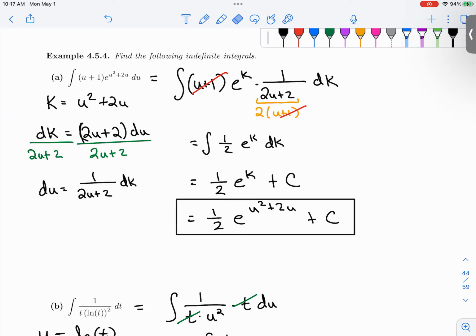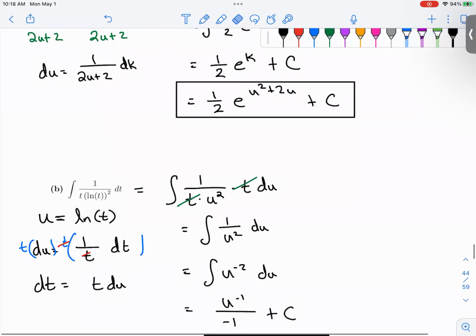So you can integrate that. e to the k is a very, very nice integral. It's itself. So the integral of 1/2 e to the k dk is just 1/2 e to the k plus c. Now that we've integrated, we replace k with what it is in terms of u. So you get 1/2 e to the u squared plus 2u plus c. Any questions on that one?